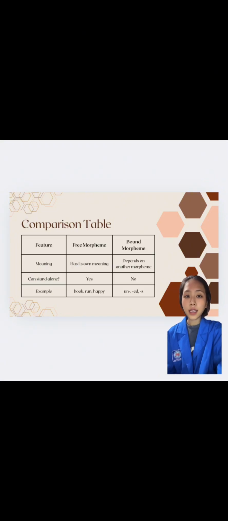For the next slide, it's comparison table. Here's a simple comparison. Free morphemes have their own meaning and can stand alone. Bound morphemes depend on another word. For example, happy is free, but un is bound.